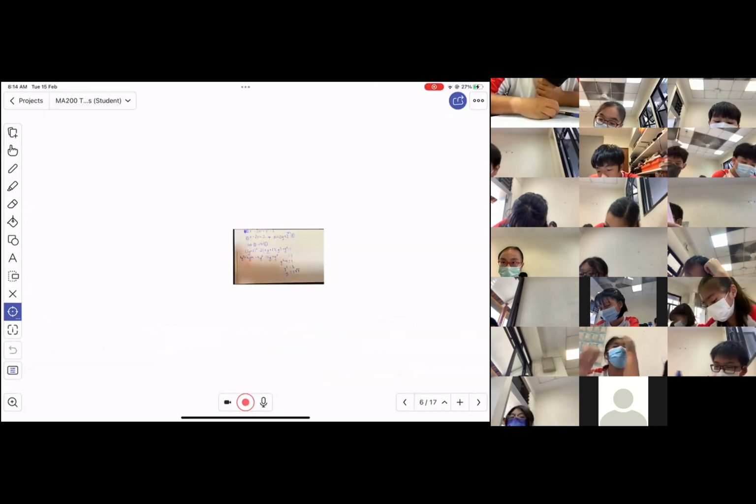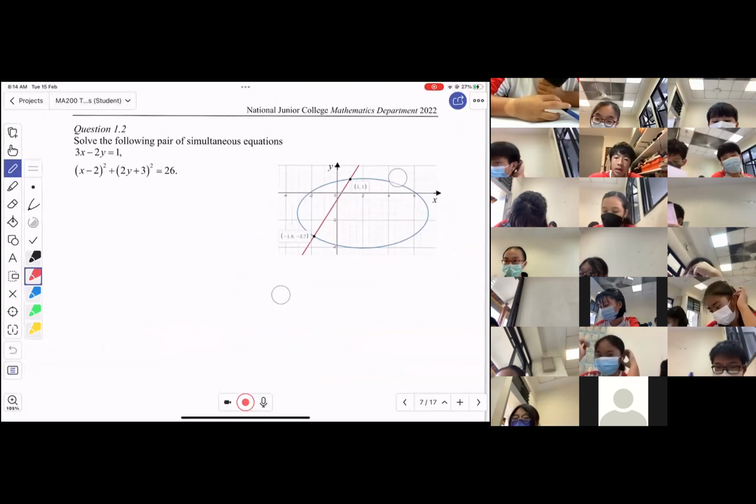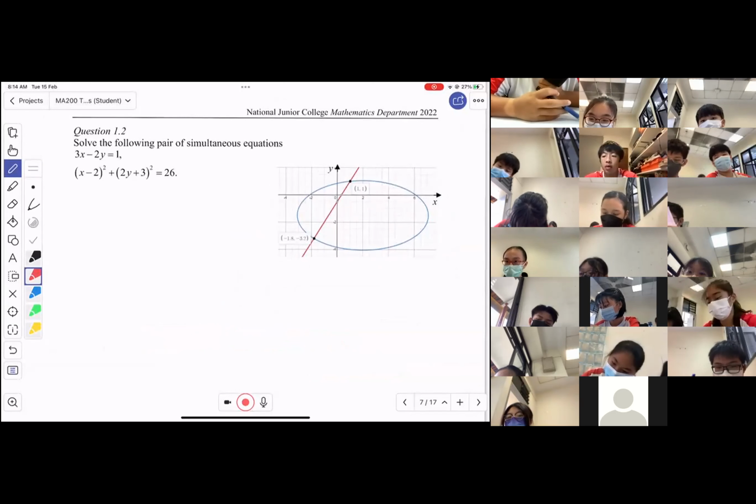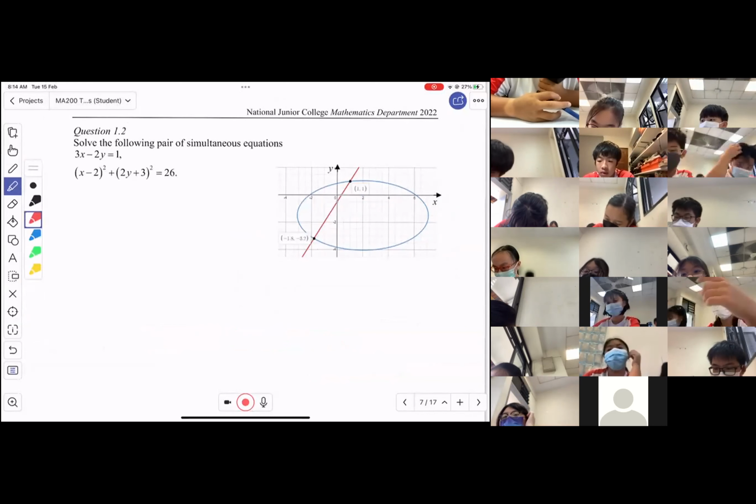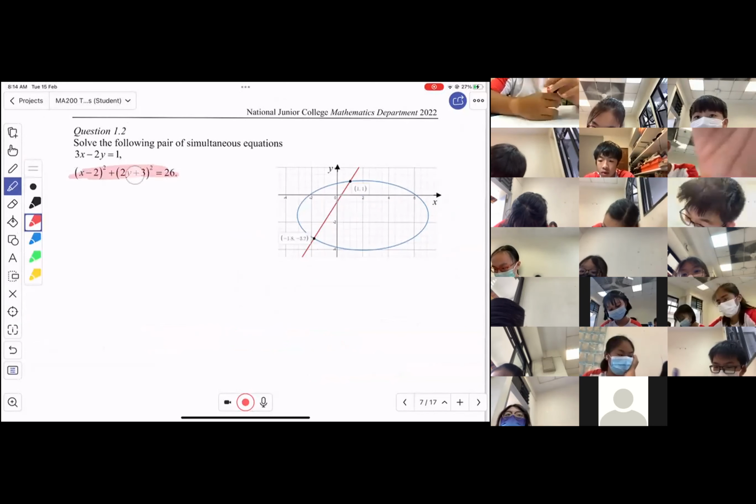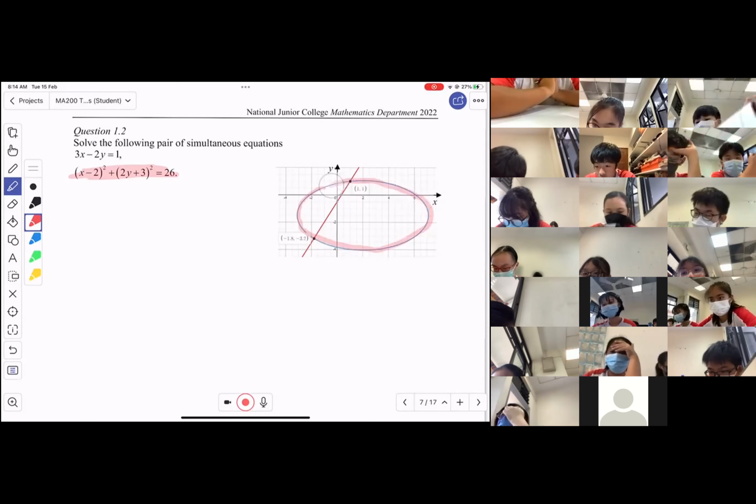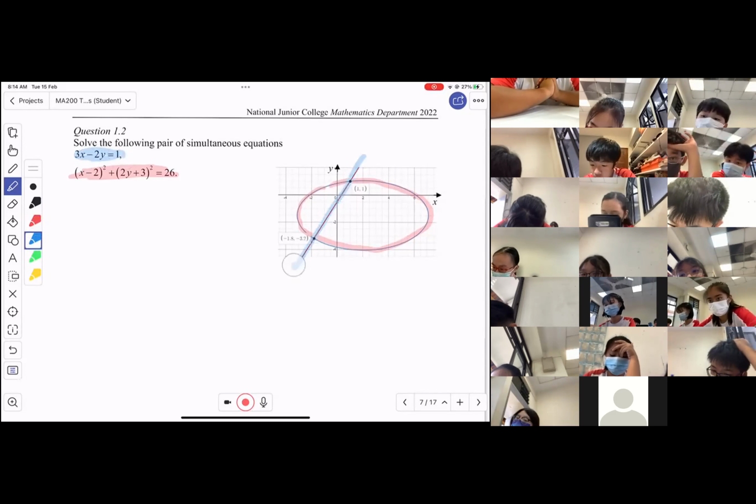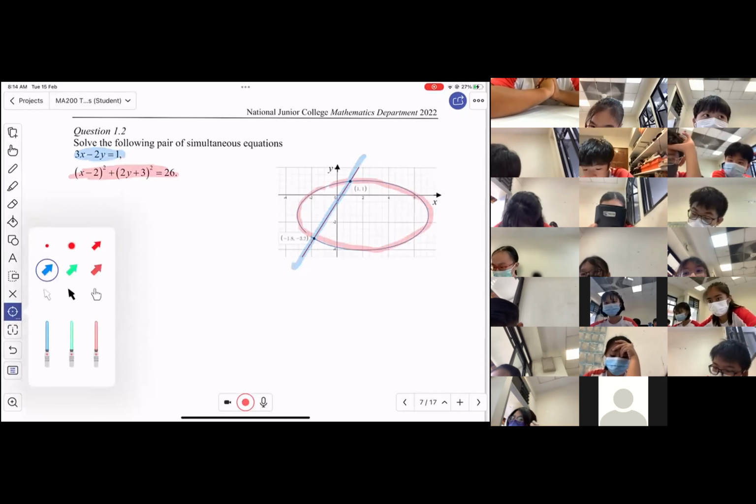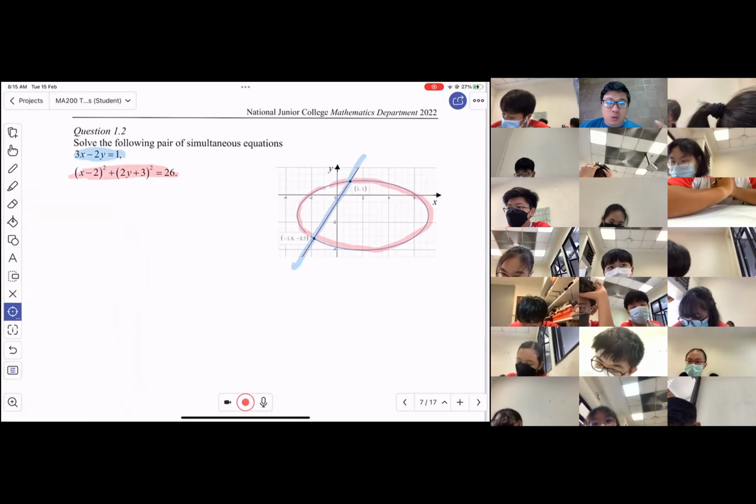So slowly I will move on to question 1.2. Here we are supposed to solve the following pair of simultaneous equations. In case you wonder why the graph is here, this is what we call an ellipse. This graph, the one in red, is actually an ellipse, oval shaped like an egg. This blue line represents this. If you try to do this in decimals, you will find that this is the equation that you will get.